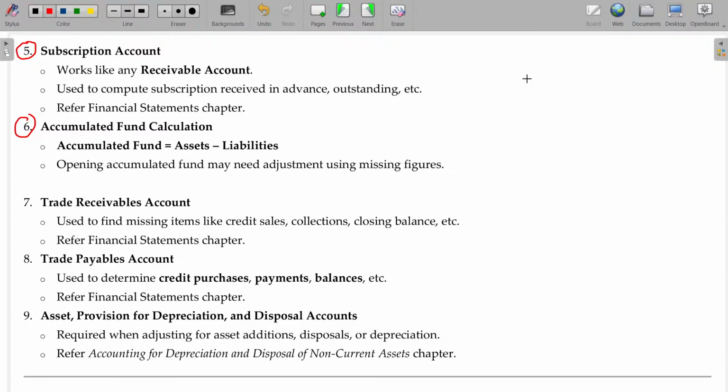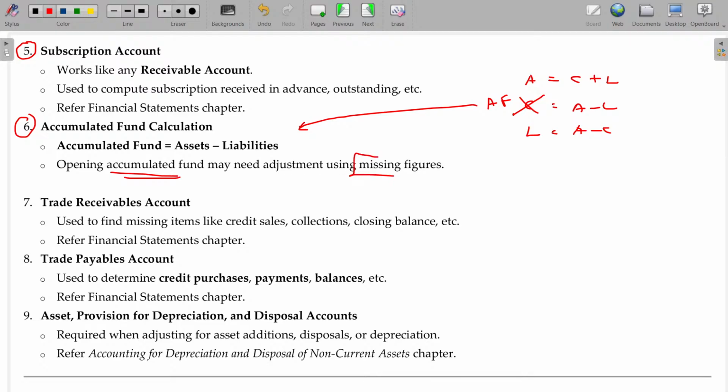So you know the accounting equation approach: assets equal capital plus liabilities, or capital is equal to assets minus liabilities. Similarly, liabilities are equal to assets minus capital. That you know. But instead of capital, you now call it the accumulated fund. That's all. You don't have any other confusions. And the opening accumulated fund may need adjustment using some missing figures. Sometimes for the opening or closing fund, some data may not be given. Just like incomplete records, you prepare an accumulated fund account to find any missing data.